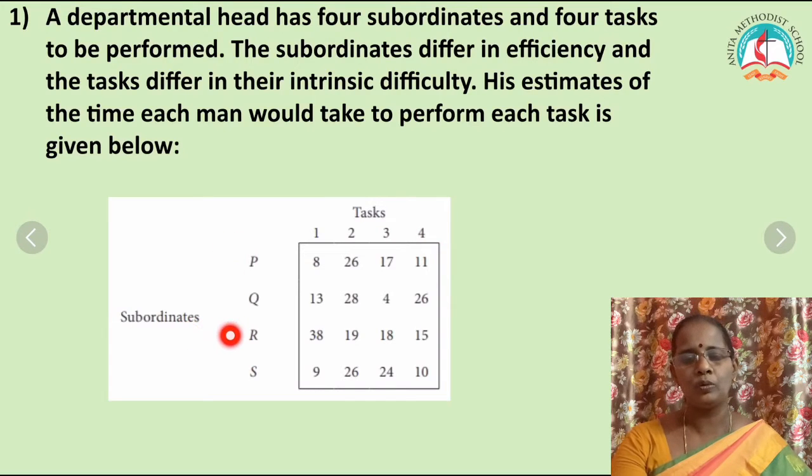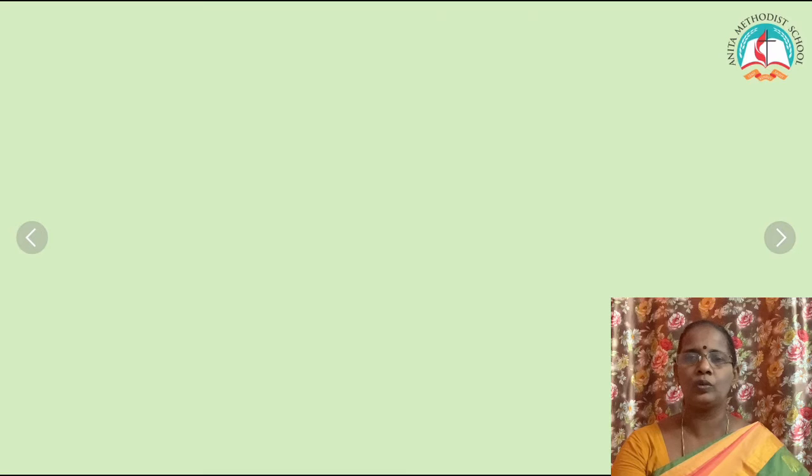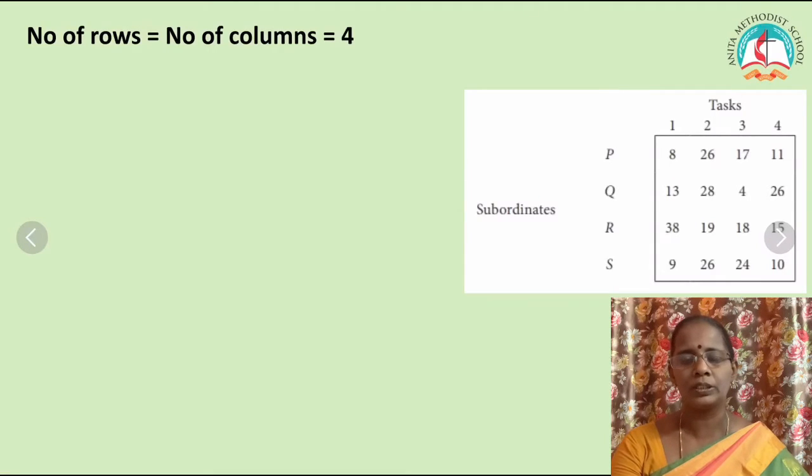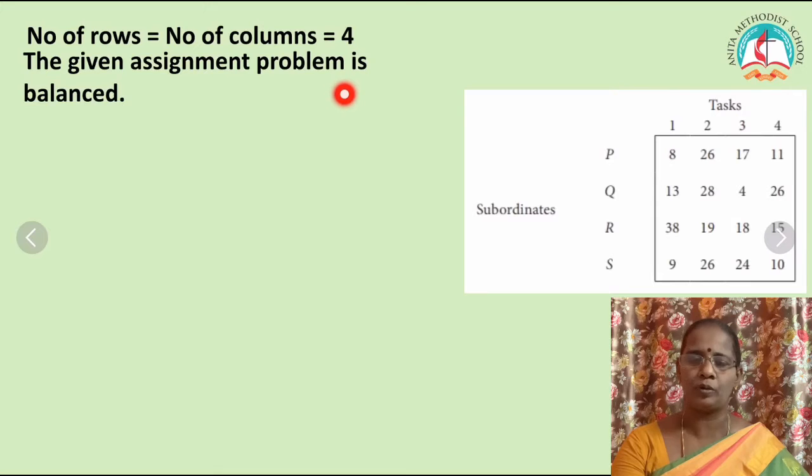Okay. How to assign such that the time is minimized. Sometimes the cost will be given instead. The first step is to check whether it is balanced or unbalanced. So how will you check here? You have to find out whether the number of rows and columns are equal or not. There are 4 rows and 4 columns. Therefore, it is a balanced assignment problem.